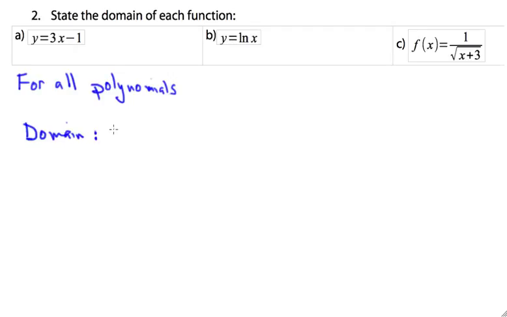We can write this in a bunch of ways. We can write this using the big special R. We can use interval notation to say from negative infinity to infinity. Those are probably the best two ways to represent that.